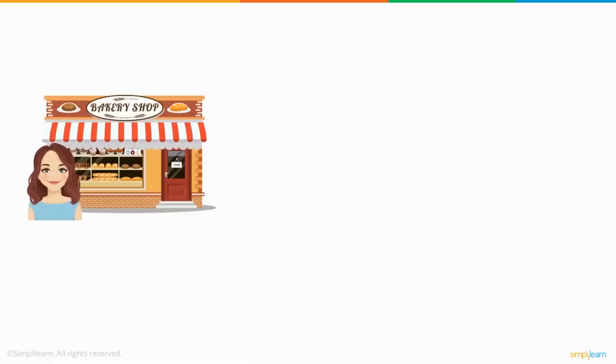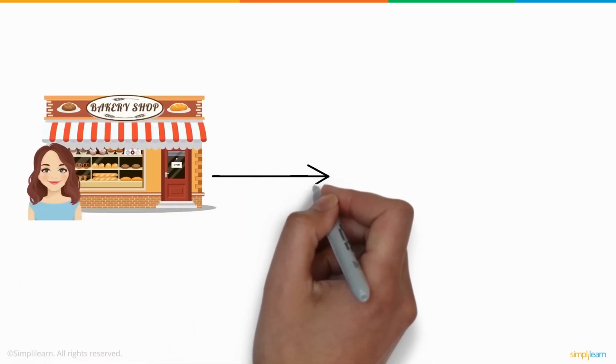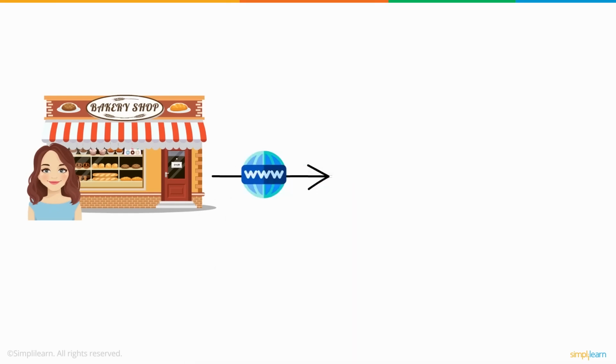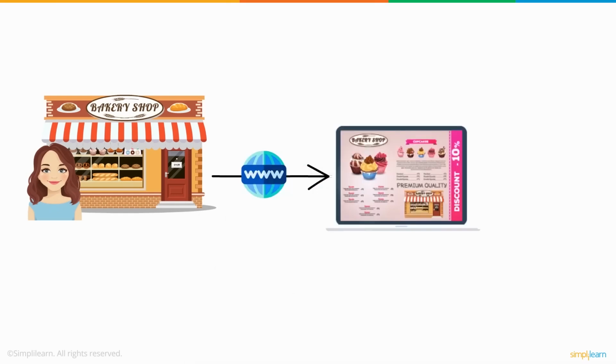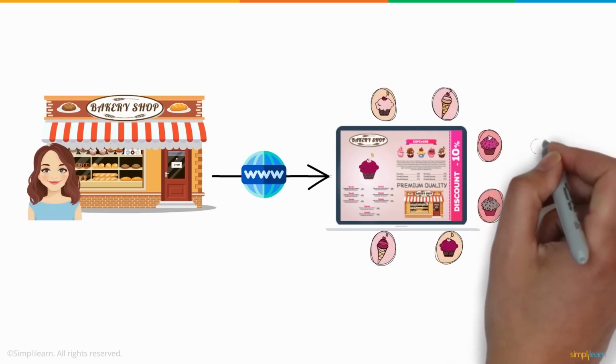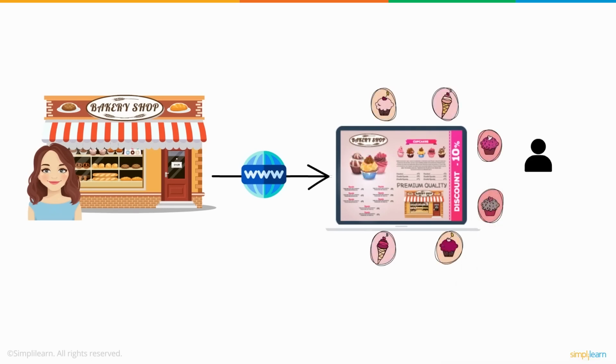Rachel is a baker who runs her own bakery. To expand her business, she decided to create an online presence by first setting up a blog. She began posting on her blog regularly. However, even after regularly posting on the blog, there were barely any visitors showing up.